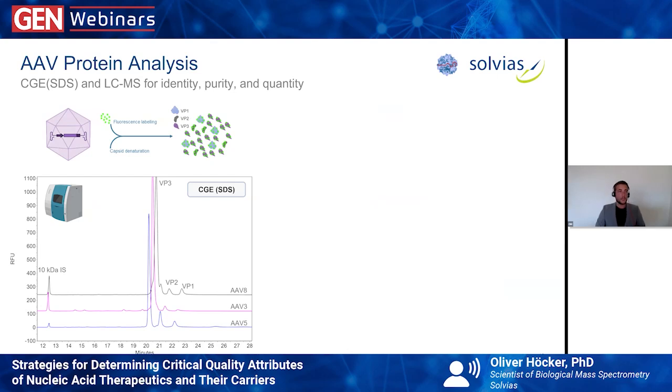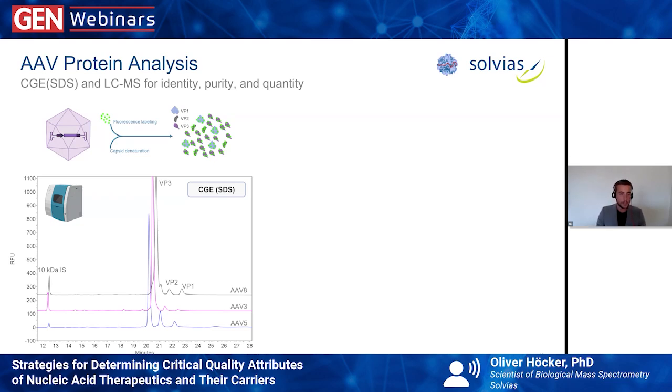In a similar way to the lipid analysis, we can also determine the protein shell of the adeno-associated viral vectors. So for the AAVs, the single-stranded DNA in the center is surrounded by a protein shell. And this protein shell consists of 3 different proteins. They are VP1, VP2, VP3. And we can denature this capsid shell, so that the proteins are not forming this shell but are free in solution. And we can determine their ratio.